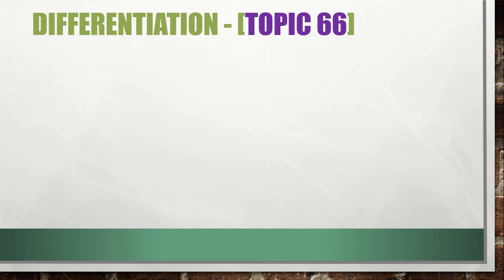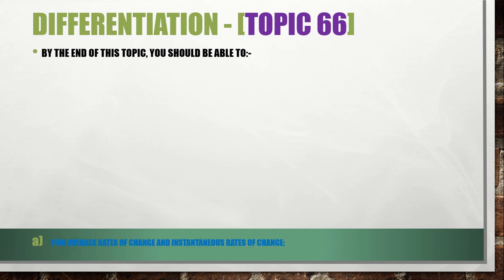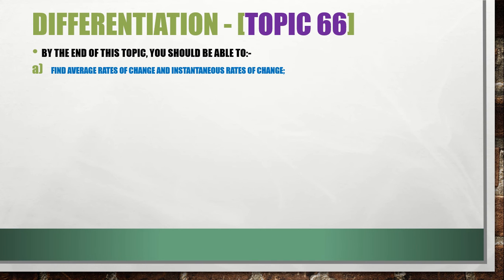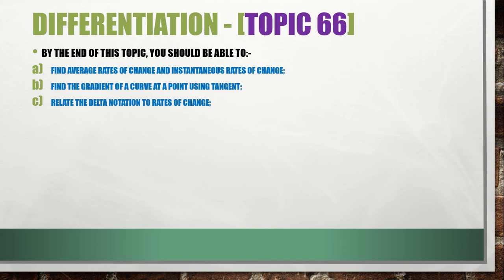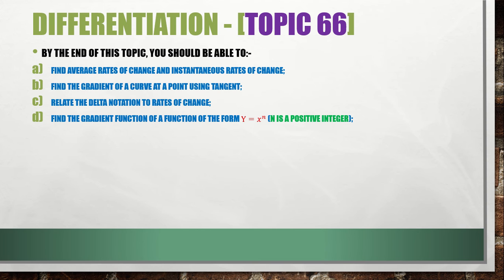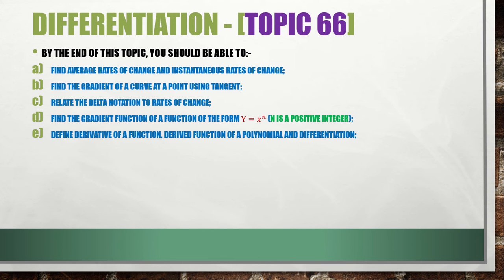Quickly to our specific objectives of differentiation. By the end of this topic, you should be able to find average rates of change and instantaneous rates of change. Be able to find the gradient of a curve at a point using a tangent. Be able to relate the delta notation of rates of change. Be able to find the gradient function of a function of the form y = x^n, where at this level n will be a positive integer, but when you get to higher levels you shall find that n can also be a negative integer.